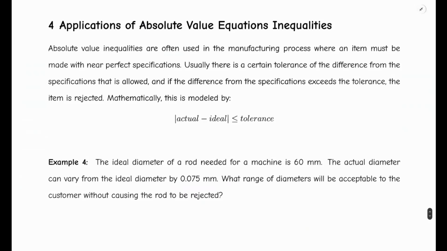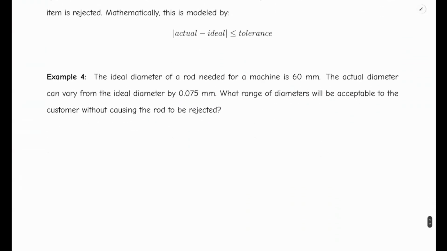Part 4, Applications of Absolute Value Equations and Inequalities. Absolute value inequalities are often used in the manufacturing process where an item must be made with near perfect specifications. Usually there is a certain tolerance of the difference from the specifications that is allowed, and if the difference from the specification exceeds the tolerance, the item is rejected. Mathematically, this is modeled by the absolute value of actual minus ideal is less than or equal to the tolerance.